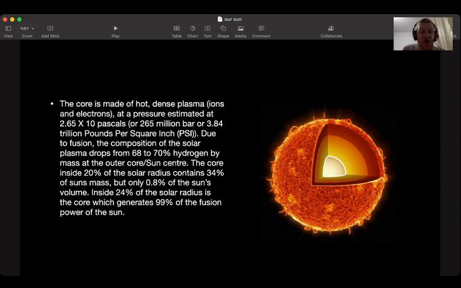Due to fusion, the composition of the solar plasma drops from 68 to 70% hydrogen by mass at the outer core to about 34% at the sun's center. The core inside 20% of the solar radius contains 34% of the sun's mass, but only 0.8% of the sun's volume. Inside the 24% of the solar radius is the core, which generates 99% of the fusion power of the sun.